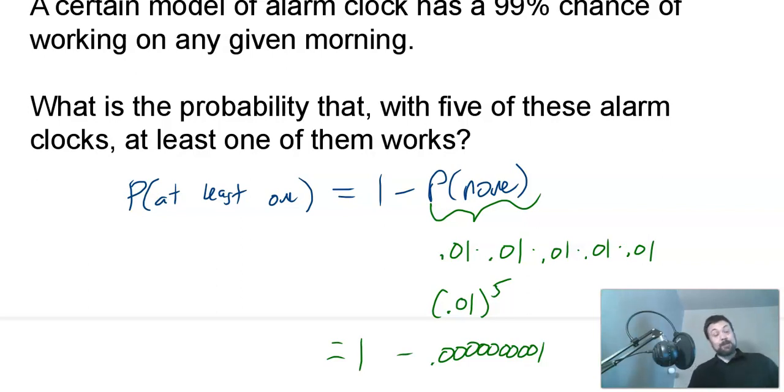There's still a chance. There's no way to get out of it. If each alarm clock has a 99% chance of success and a 1% chance of failing, then there's always going to be some chance that all of them would fail on the same morning. But we can really, really reduce that chance to nearly 0. In fact, this small of a number is practically 0. It's not exactly 0. Can it happen? Yes. But it's so phenomenally rare. It's such a small probability that it's practically 0.